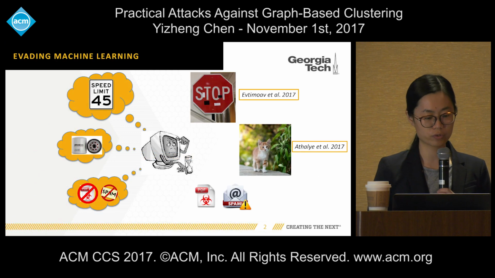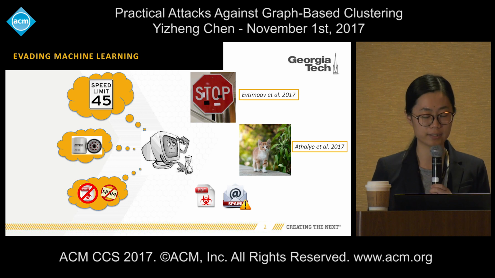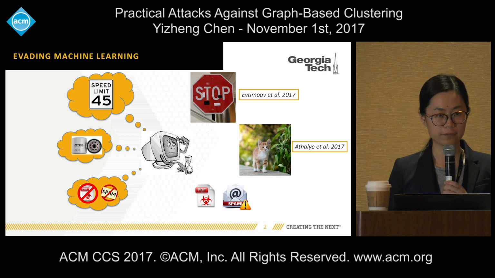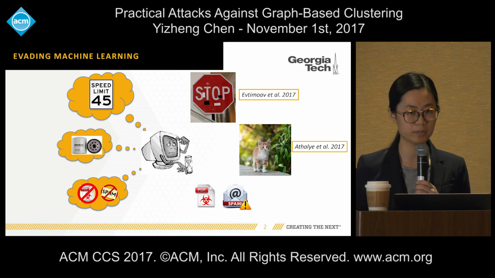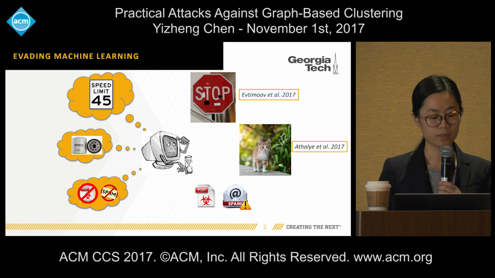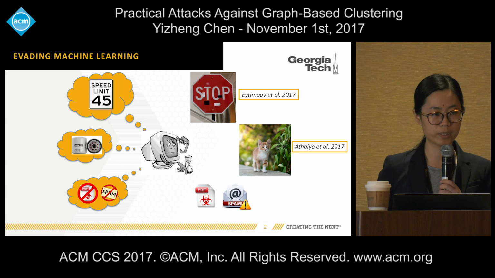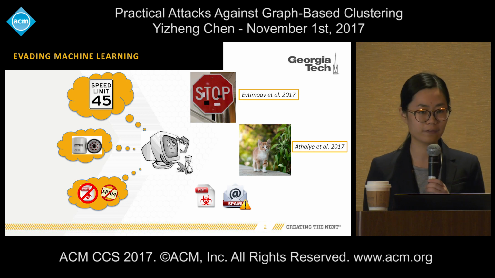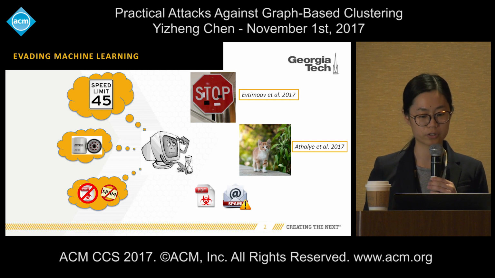Many researchers have demonstrated how to evade machine learning classifiers by crafting adversarial examples. For instance, by putting stickers on a physical stop sign, the classifier can think the stop sign is a speed limit sign. By injecting invisible perturbations onto a cat image, the classifier can mistake the cat as an oil filter. Similarly, we can trick the classifier into thinking PDF malware or spam emails are in fact benign by modifying metadata and content to enhance benign features and reduce malicious features.